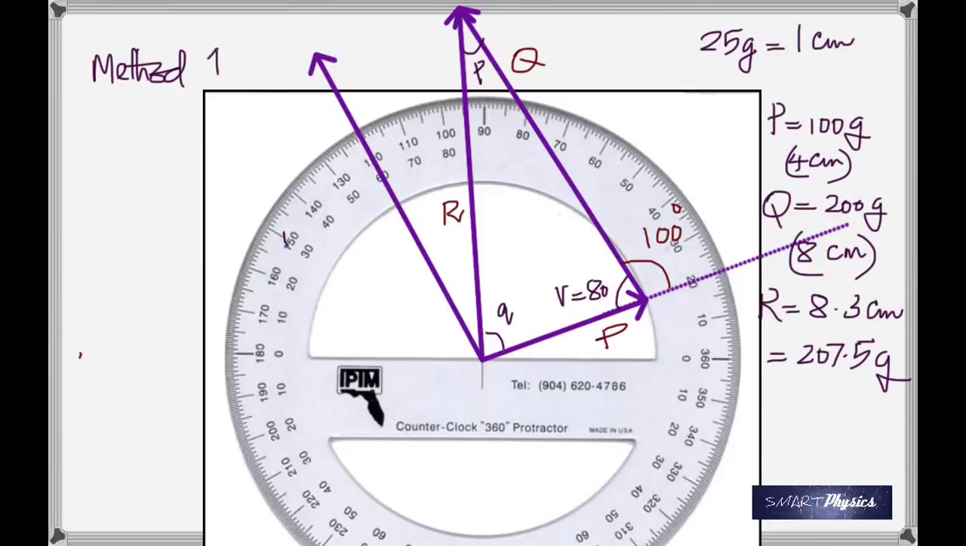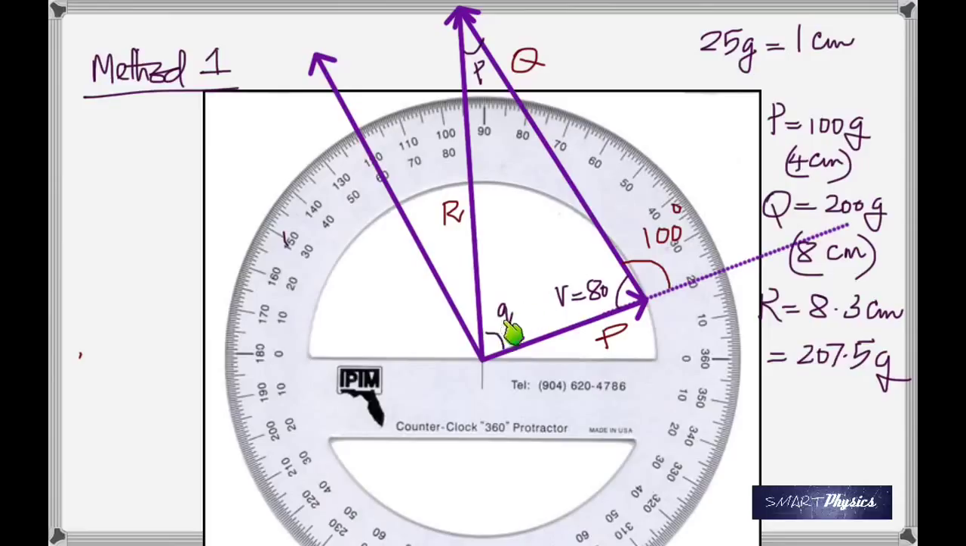This is a geometric method where you use a definite scale, anything that you like. In this case, I've taken 25 grams as 1 centimeter. And as you can see, I've drawn the two vectors. And then at a correct angle, I've actually measured the angle, as you can see here. And then I got it to be 207.5 grams. So that's method 1.